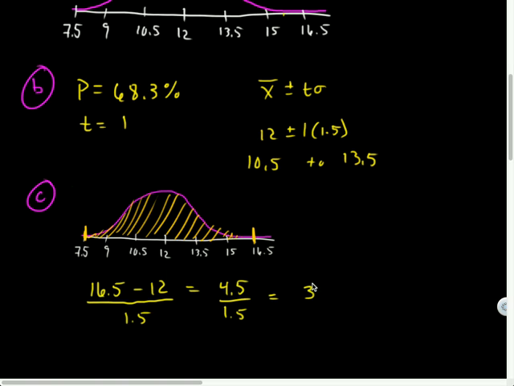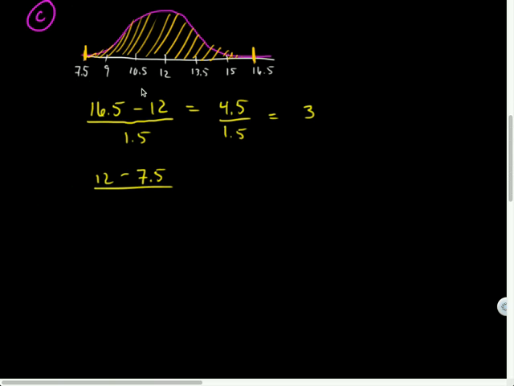So now what do I do? I could also figure out that for the other one if I did, right, 12 minus 7.5 over 1.5, right? Then, since this is below the mean, I'm doing the mean minus that. And I would get 4.5 over 1.5, so 4.5 units below the mean. But how many standard deviations is that? Happens to be 3 again.